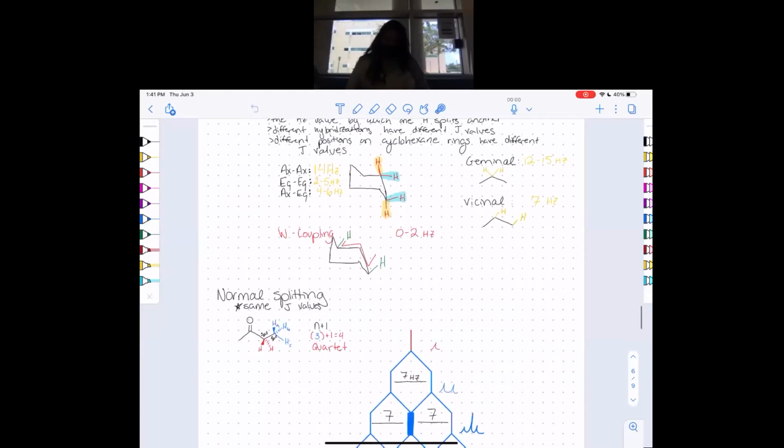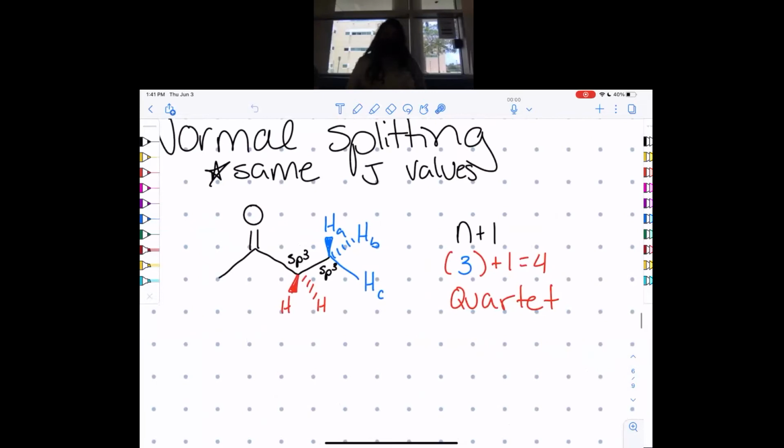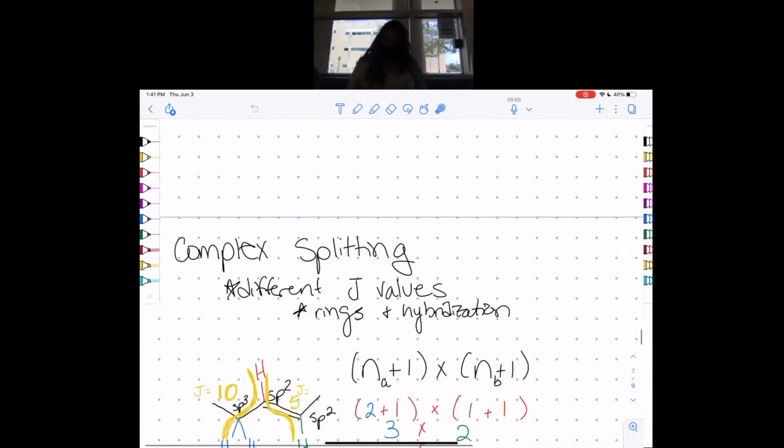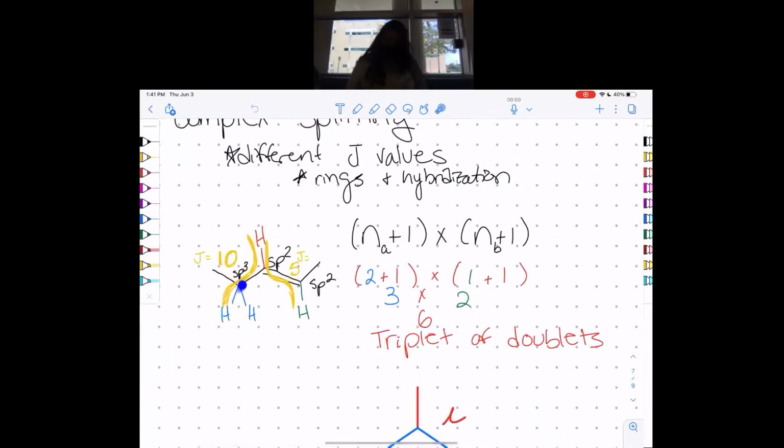When we're talking about hybridization, what I mean is, for example, these carbons are both sp3, so we know that the hybridization is the same. When we go over here, we have sp3, sp2, sp2. So now it's different hybridization.